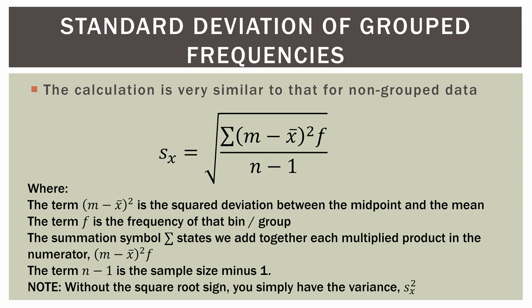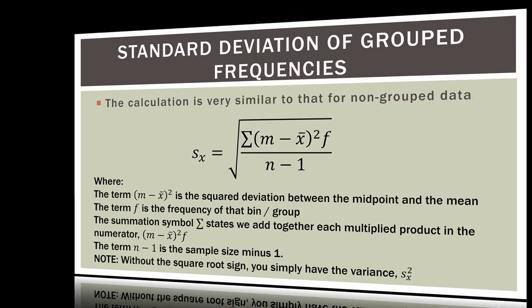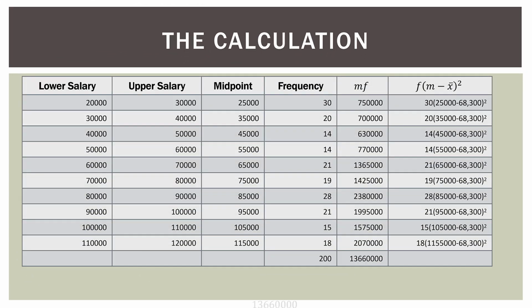So remember, whenever we talk about standard deviation, we're also talking about the variance. If we were to remove the square root symbol up above, we would have s squared equals the variance. So this is how our table looks when we do that.